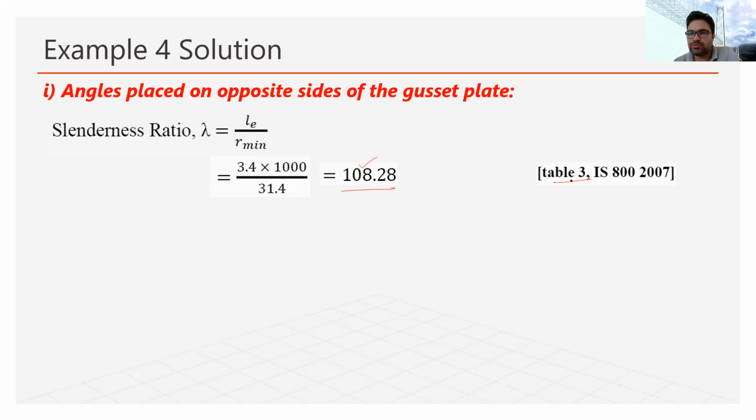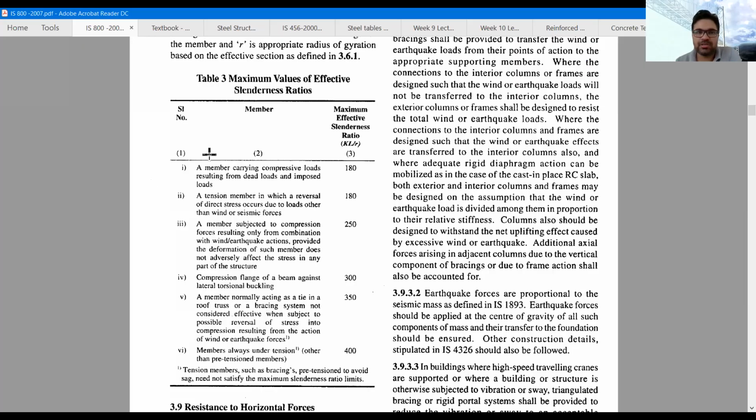So now I will show you this table number 3, and there I will show you what will be the permissible limit to check this value. So now going to the table number 3. So here in the IS code, IS 800, you can see this is the table number 3 that we have to check. So in table number 3, there are various clauses which are given for the tension member as well as for the compression member.